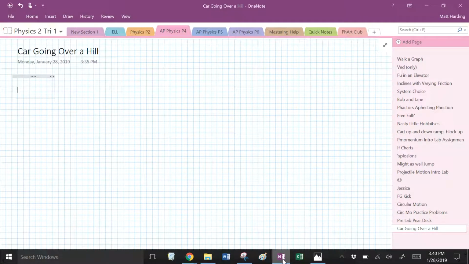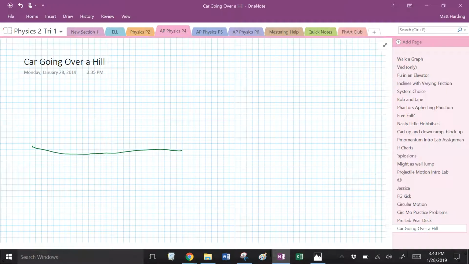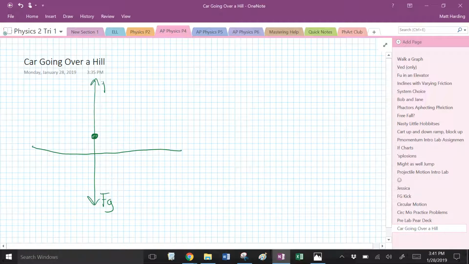So if you consider the car when it's on the flat surface here, nice flat surface, Mr. Harding, you're going to have F_g down, and you're going to have F_smoosh poosh up because the car is touching the road. And those forces are going to balance. So we'd be looking at something like this.